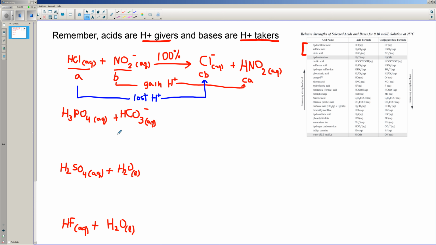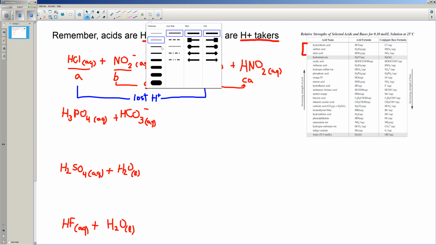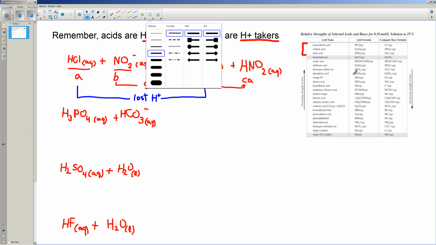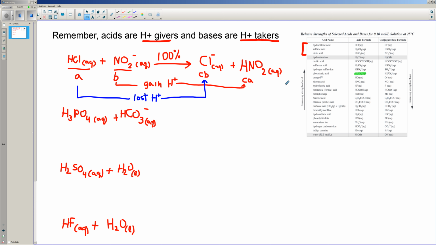Let's take a look at H3PO4. That's phosphoric acid, and I'll highlight it here for us. H3PO4. Ooh, whoops. Got to turn the opacity down. H3PO4, boom. And HCO3 minus, boom.